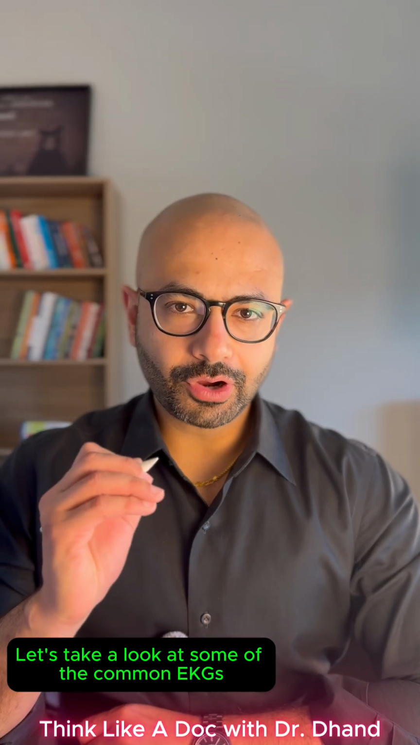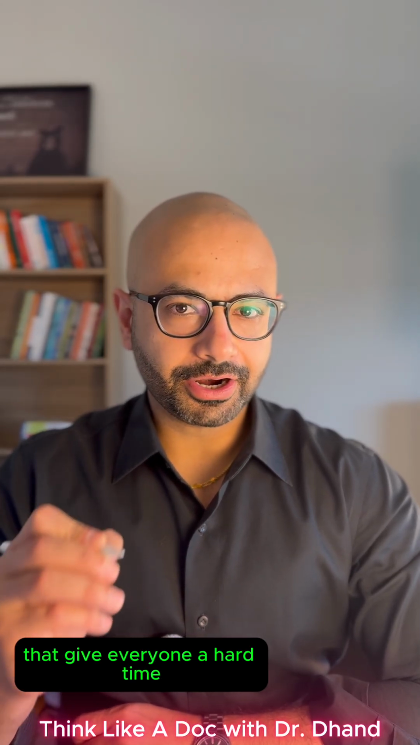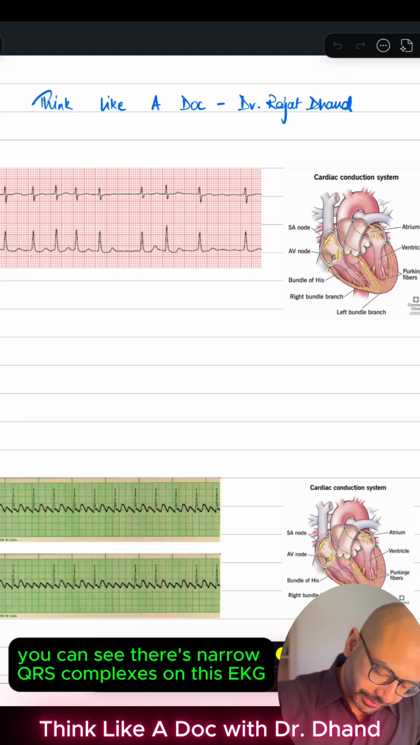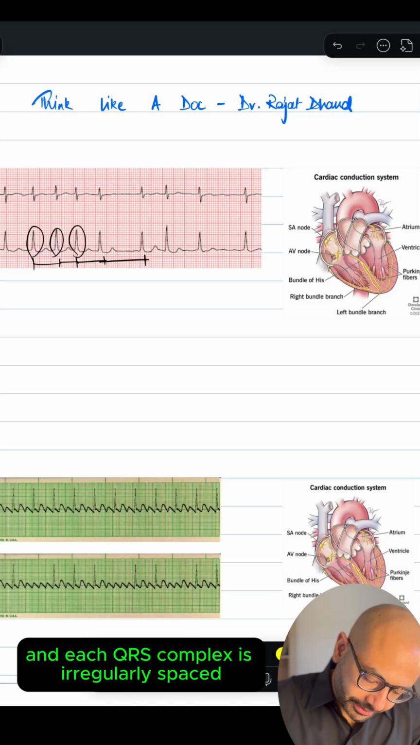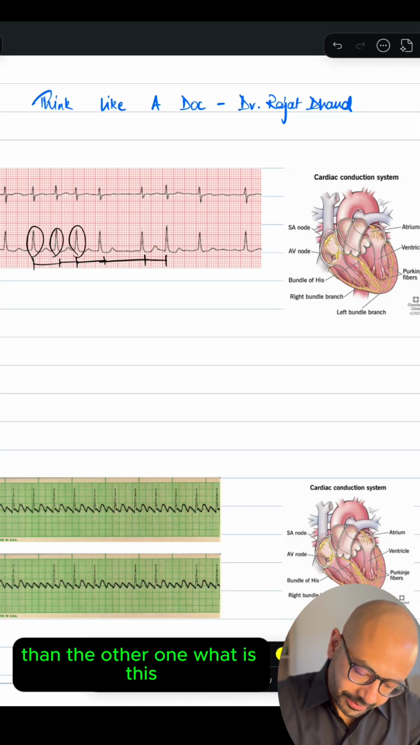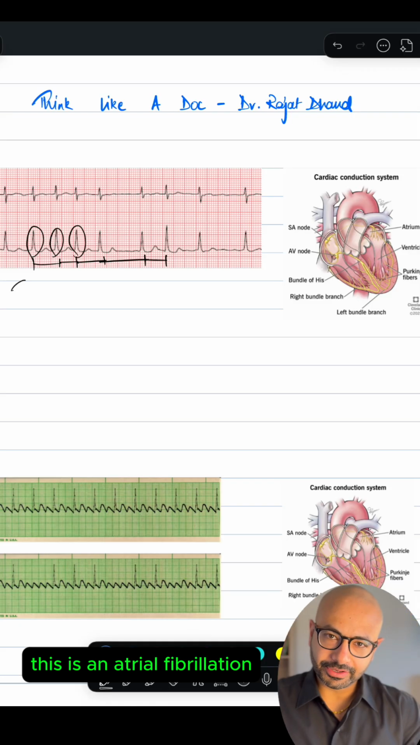Let's take a look at some of the common EKGs that give everyone a hard time. In the first one, you can see there are narrow QRS complexes on this EKG, and each QRS complex is irregularly spaced from the other one. What is this? This is atrial fibrillation.